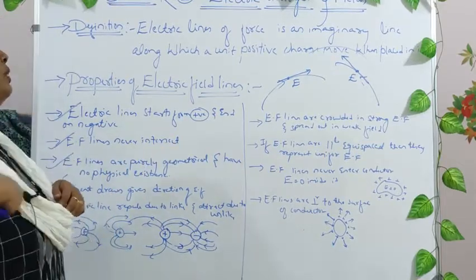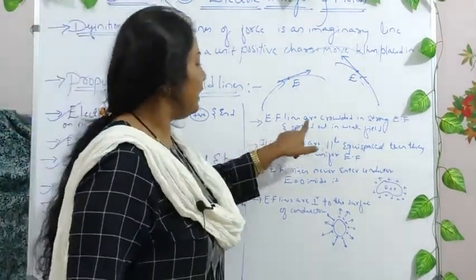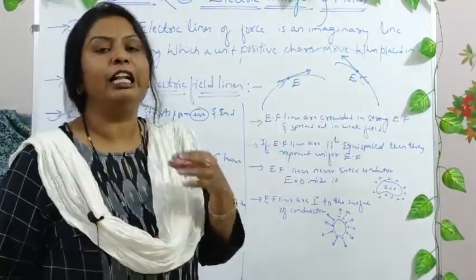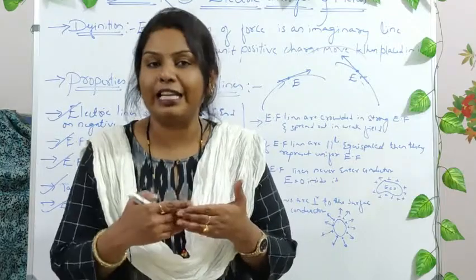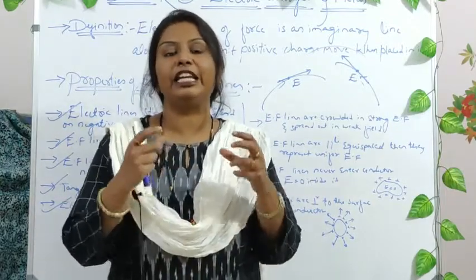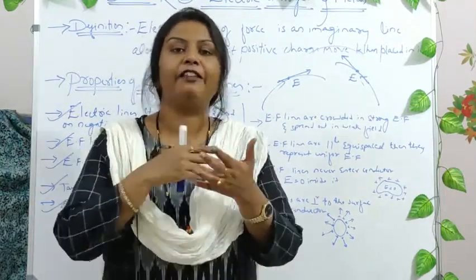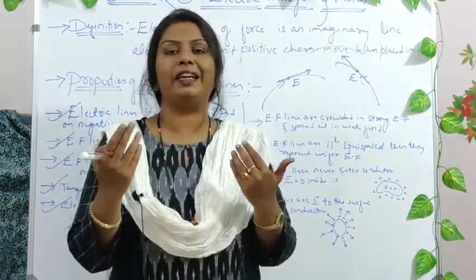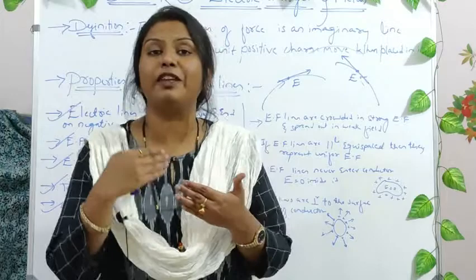Is this proper? Right? Next, electric field lines are crowded in a strong electric field and spread out in a weaker field. Whenever there are so many crowded electric field lines, it gives the indication of a strong electric field. And whenever you have spread out electric field lines, it is a symbol of a weaker electric field.